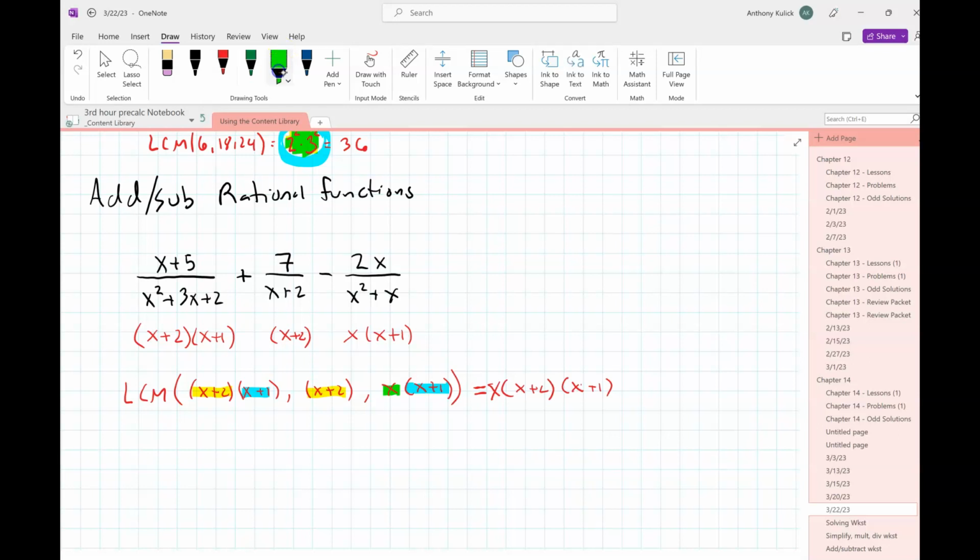So if I look at the first fraction here, what do I need to multiply x plus 5 over x squared plus 3x plus 2 by? Well, let's not write it that way. Let's write it as x plus 2 over x plus 1. So if I compare that to the least common multiple, what am I missing? The x. So I'll multiply the top and bottom by x.